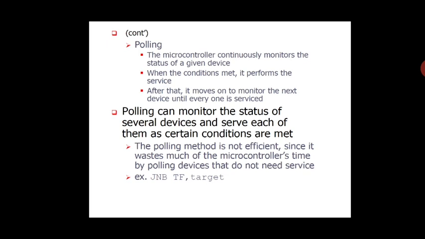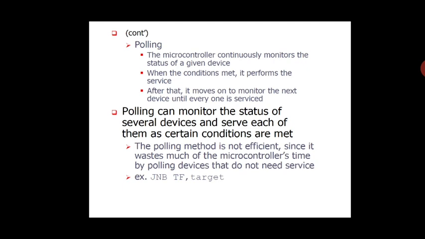Now let us say that 5 devices are there. It will poll device 1. It will see whether it requires a service, yes or no. If no, then it will move on. It will poll the second device. Like this the process will go on. So in polling, it will monitor the status of several devices. How will it monitor the device? In the form of an instruction.